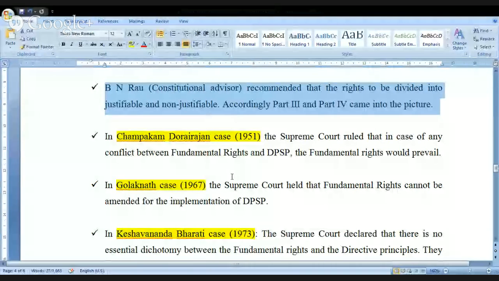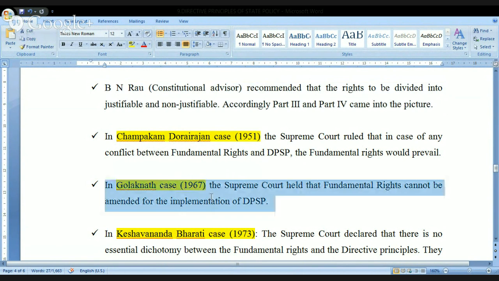In the Champakam Dorairajan case of 1951, this particular contradiction started long way back. The Supreme Court ruled that in case of any conflict between fundamental rights and DPSP, the fundamental rights would prevail. Kindly remember this, meaning the court gave high priority to fundamental rights. In the Golaknath case of 1967, the Supreme Court held that the fundamental rights cannot be amended for the implementation of the DPSP. Meaning, again, the court has given high respect to fundamental rights. From day 1, it is giving protection to the fundamental rights at the higher level.